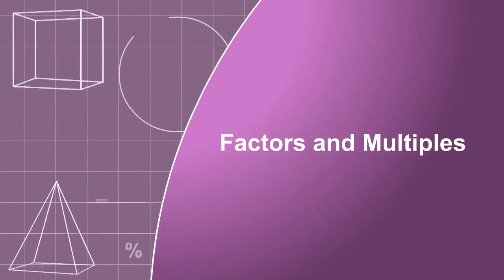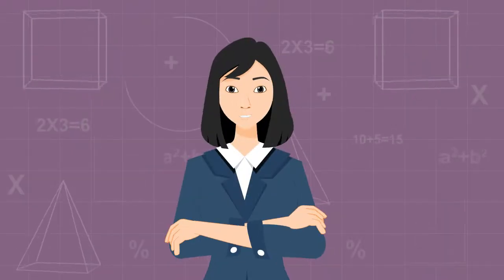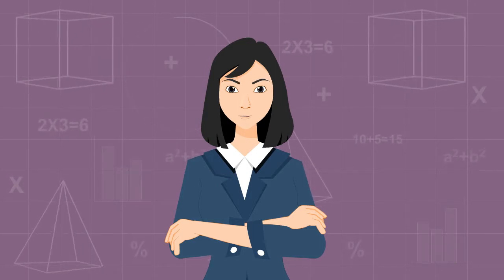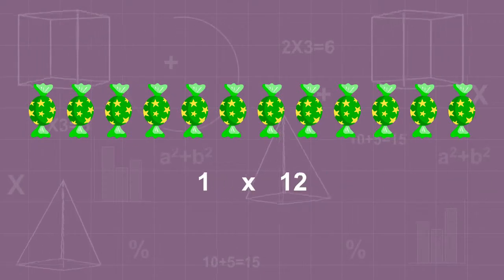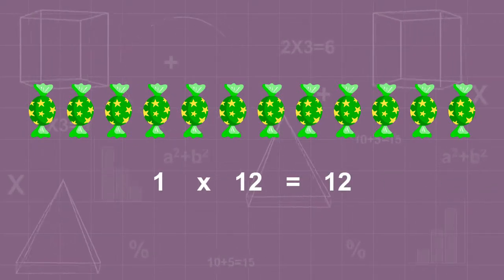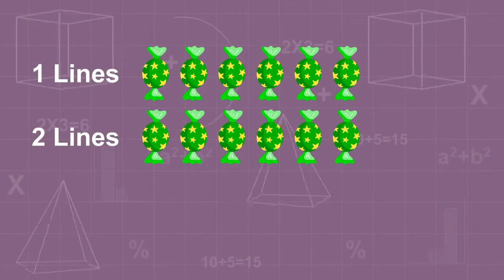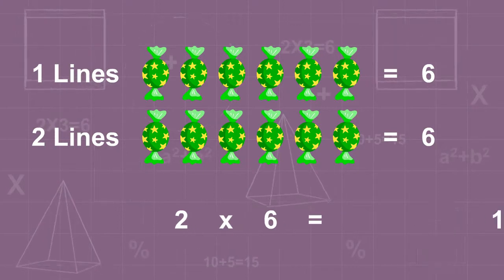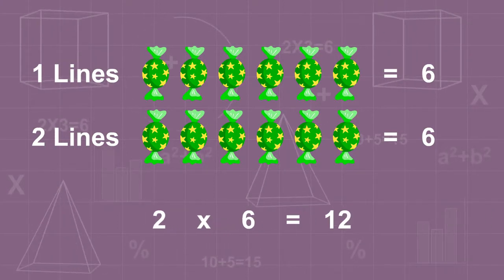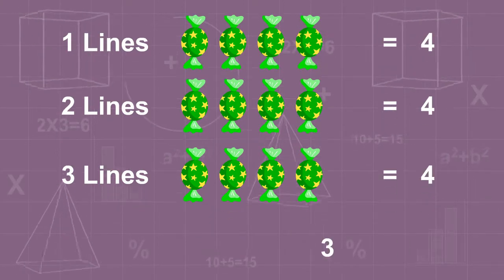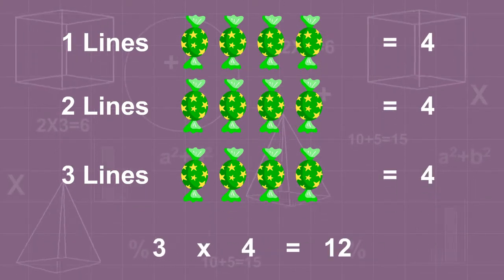Factors and multiples. So friends, as you can see, here are 12 toffees in a single line. 1 into 12 is equal to 12. Here you can see those 12 toffees are put in 2 lines of 6 toffees. 2 into 6 is equal to 12. Here 12 toffees are put in 3 lines of 4 toffees. 3 into 4 is equal to 12.